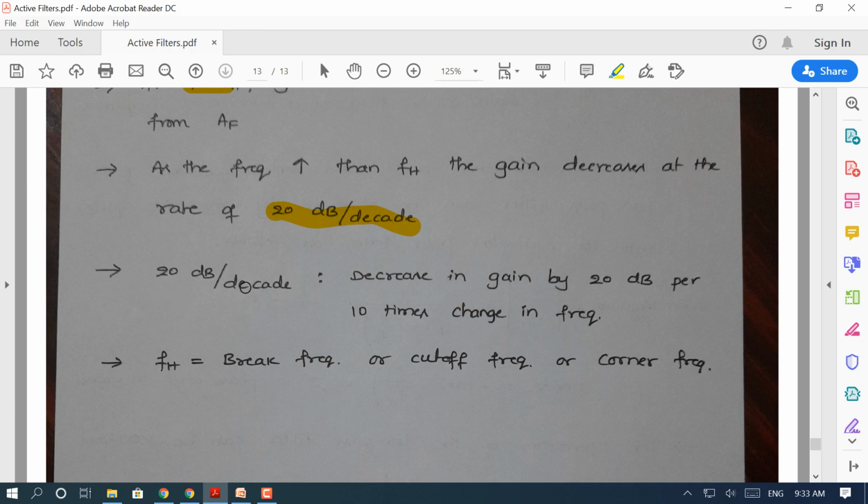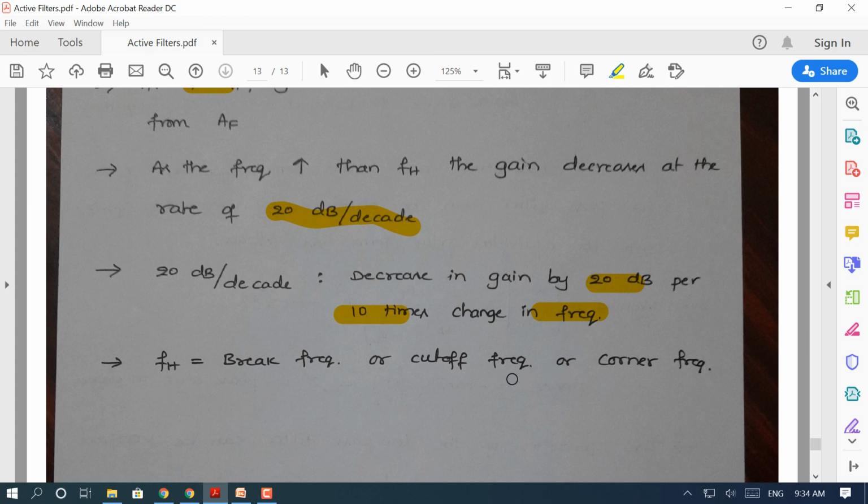The meaning of 20 dB per decade is that there is a decrease in the gain by 20 dB for a 10 times change in the frequency. This is the way we can define the roll off. So fh is called the break frequency, cutoff frequency, or corner frequency. So we can call it by different names.